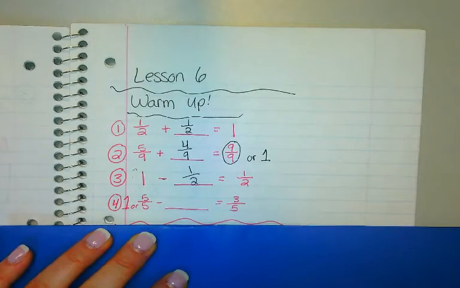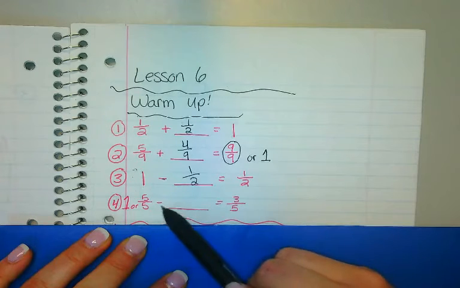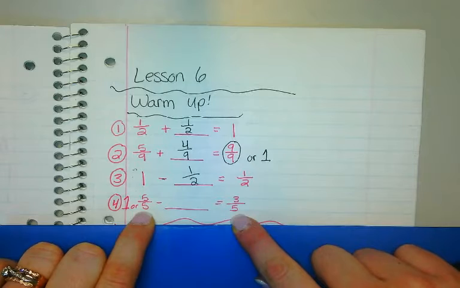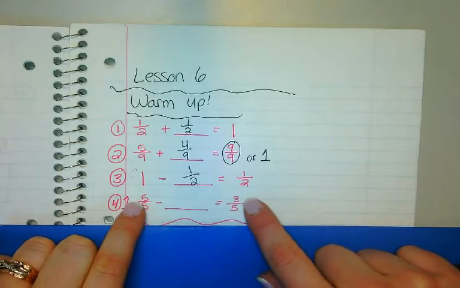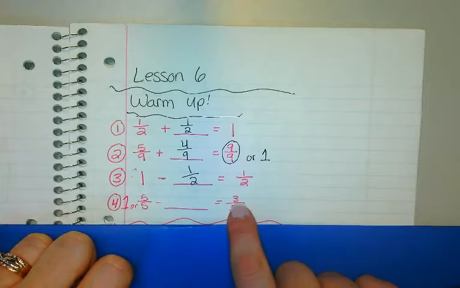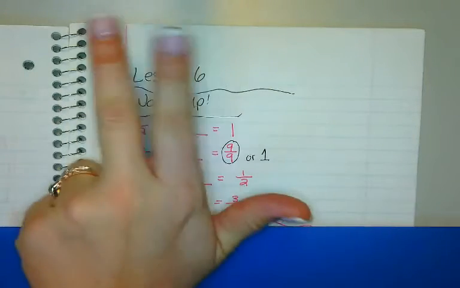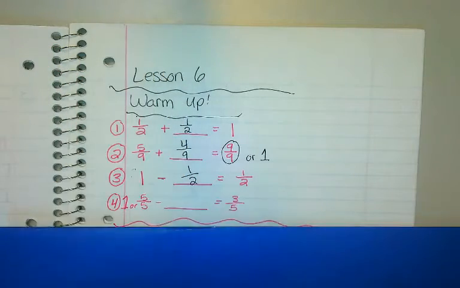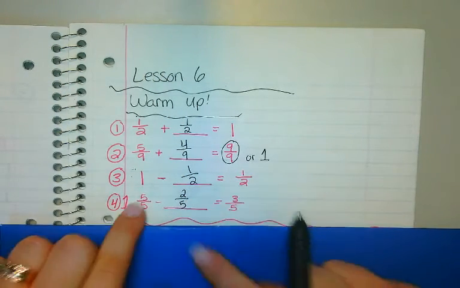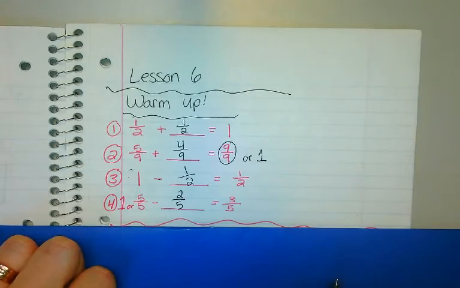Last warm-up problem, I have 1 whole or 5/5 minus blank equals 3/5. Well, I know if my denominators are the same, all I have to do is worry about the numerators. 5 minus blank is going to get me 3. Well, I know 5, take 2 away, I'm going to have 3. So my answer is going to be 2/5. 5 minus 2 is going to get 3, and my denominators are exactly the same.